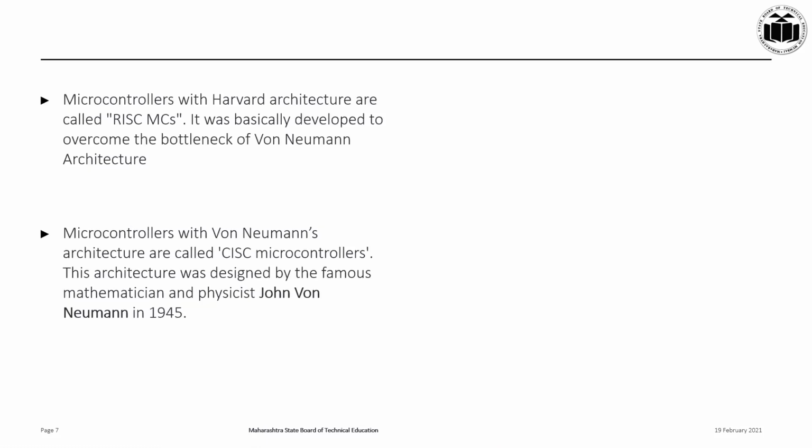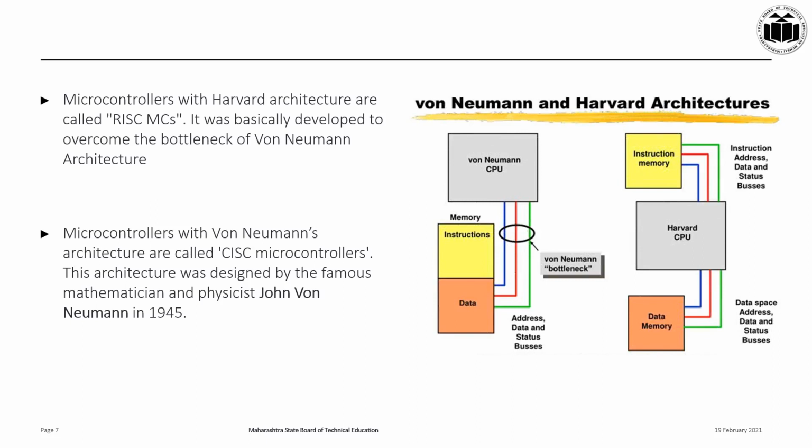Microcontrollers with Harvard architecture are also referred to as RISC microcontrollers. RISC stands for Reduced Instruction Set Computers. It is also called hardwired architecture. RISC processors use a small and limited number of instructions and they use simple addressing modes. Harvard architecture was basically developed to overcome the bottleneck of Von-Neumann architecture. As you can see in the diagram, Harvard architecture makes use of two separate memories for data and code, or you can say program.